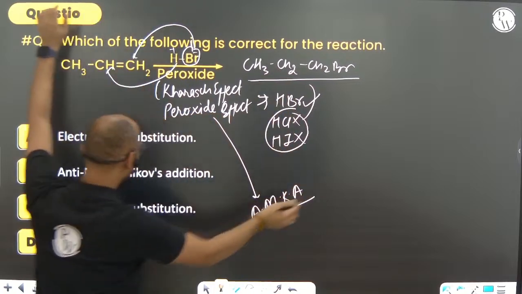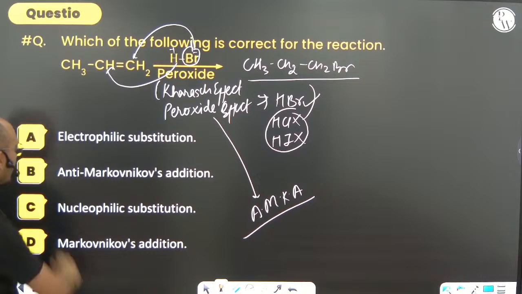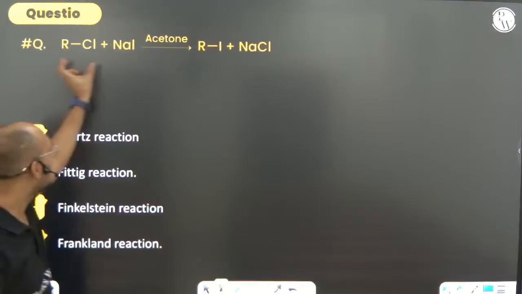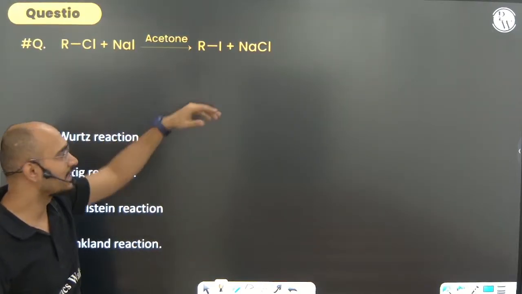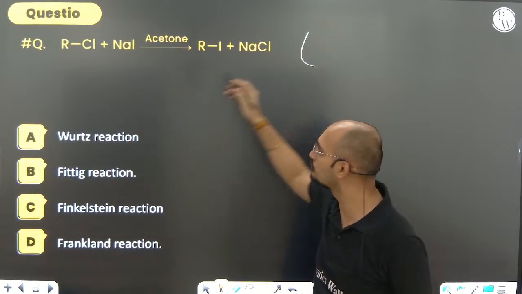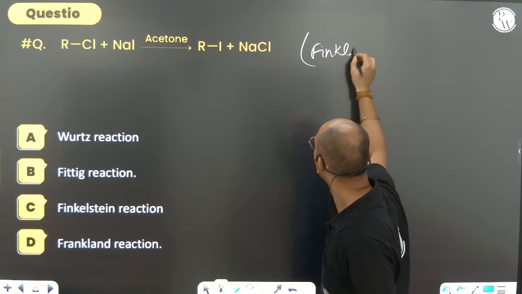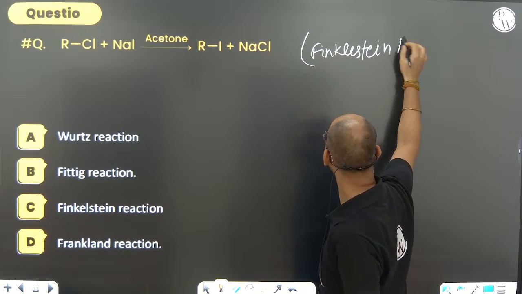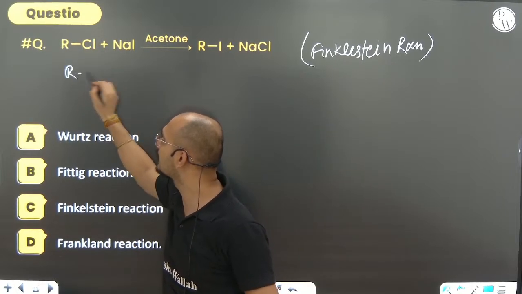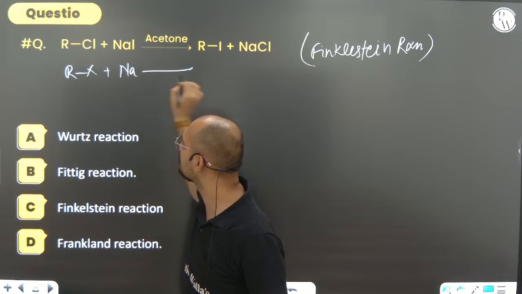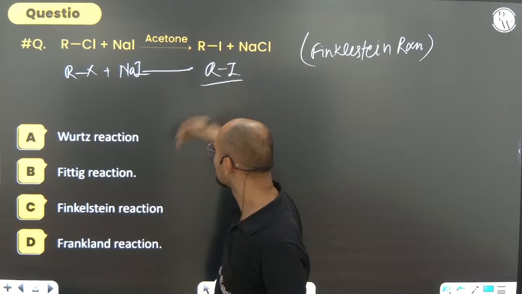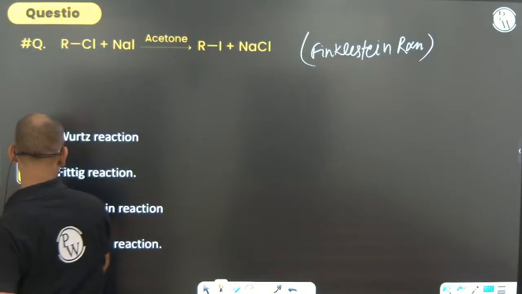Okay, चलिए आइए तो देखिए भाई. It is asking what that addition is. It is anti-Markovnikov addition. Okay, चलो आगे. RCl plus NaI giving RI plus NaCl. इस रिएक्शन को क्या बोलते हो? It is iodination. इसे बोलते हो Finkelstein reaction. Finkelstein में Iodination होता है. You take any RX and make it react with NaI in the presence of acetone, and it will convert into RI. Is there any दिक्कत? No दिक्कत. So option C is the correct option.